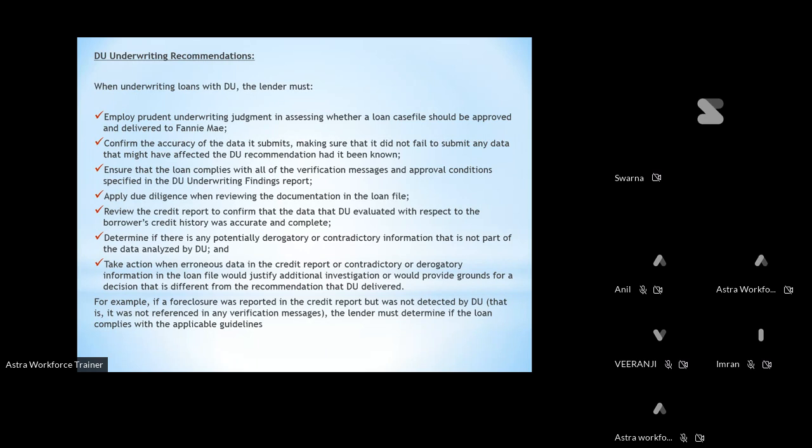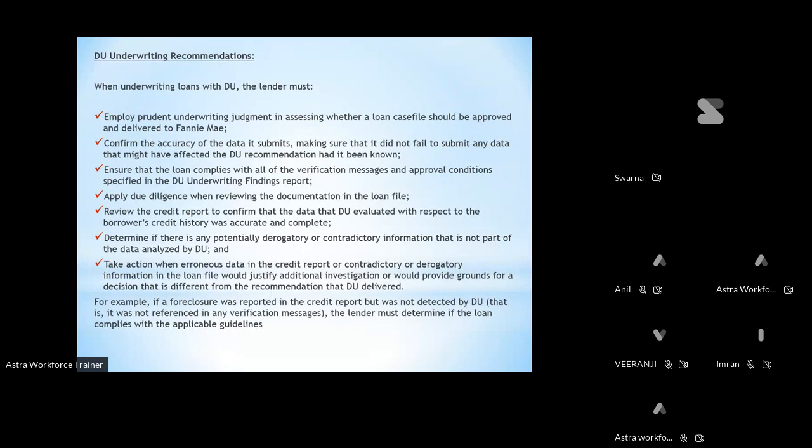Determine if there is any potentially derogatory or contradictory information that is not part of the data analyzed by DU. Correct. Go ahead. And take action when erroneous data in the credit report or contradictory or derogatory information in the loan file would justify additional investigation or would provide grounds for a decision that is different from the recommendation that DU delivered.